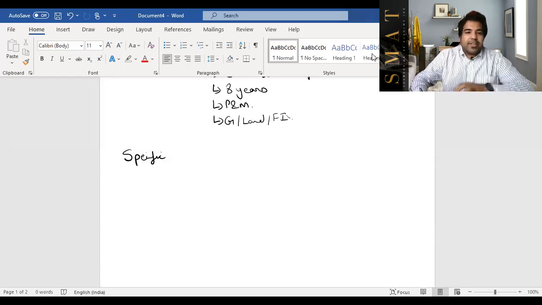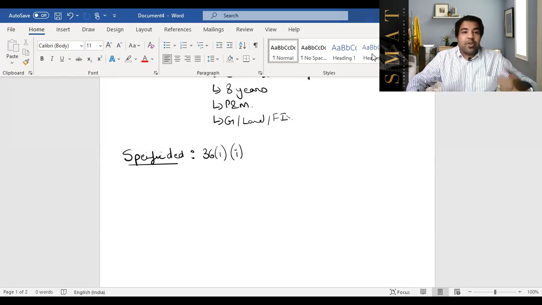Let's move on to specific deductions, guys. Specific deductions are under section 36. So let's quickly do that. 36.1.1, the first part, says that any insurance that you pay for your stock, so first you insure your stock, or 1A, anything that you do for your animals. Animals here means cattle, and you means federal cooperative milk societies only.